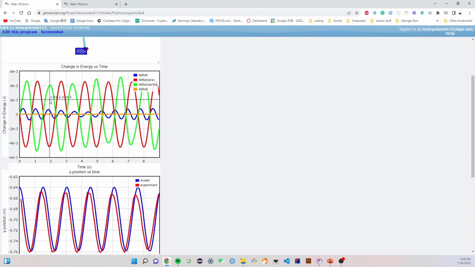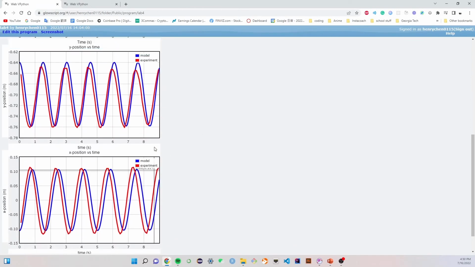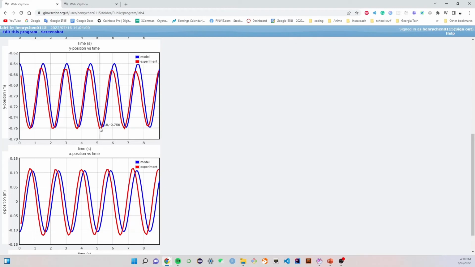As a result, we'll get a graph similar to this. As you can see, the total energy delta E doesn't change, which is in agreement with the conservation of energy principle. But as we can see, kinetic energy and potential energy kind of switch off, and they balance out with each other, especially the change in gravitational potential energy and the change in spring potential energy. And here we can see that the Python model actually gave a really good estimate of how the mass is going to behave. As you can see, both the x and y position are predicted relatively well.